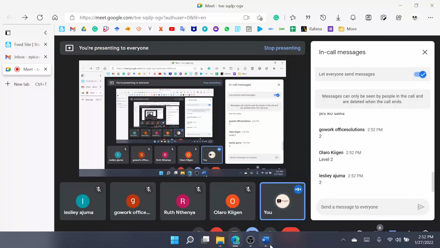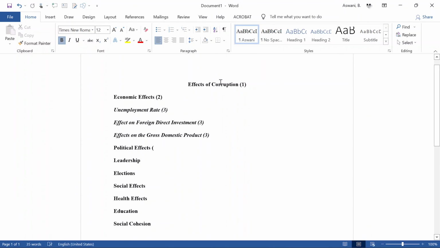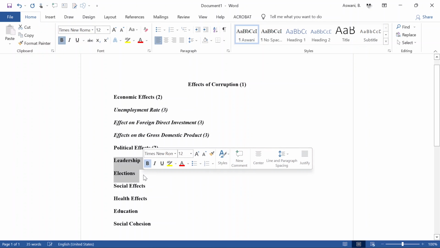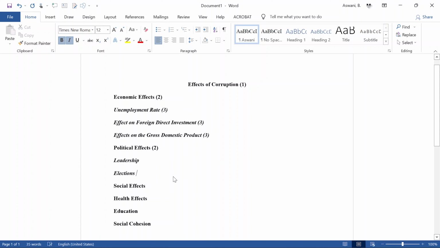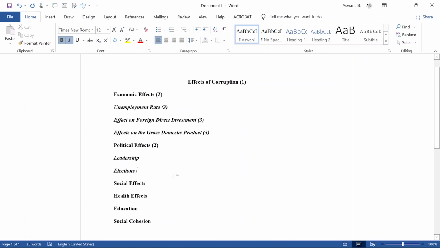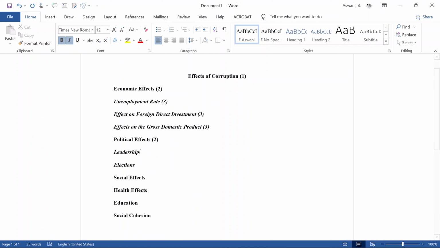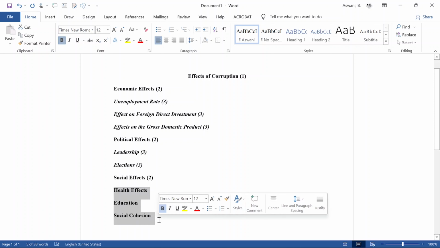Yes, that's right. That will be, of course, a level 2, because it's still a point under economic effects and it's the same caliber as economic effects. So this will be a level 2. What about leadership and elections? Level 3, right? Social effects, level 2. And all these will be level 3s.